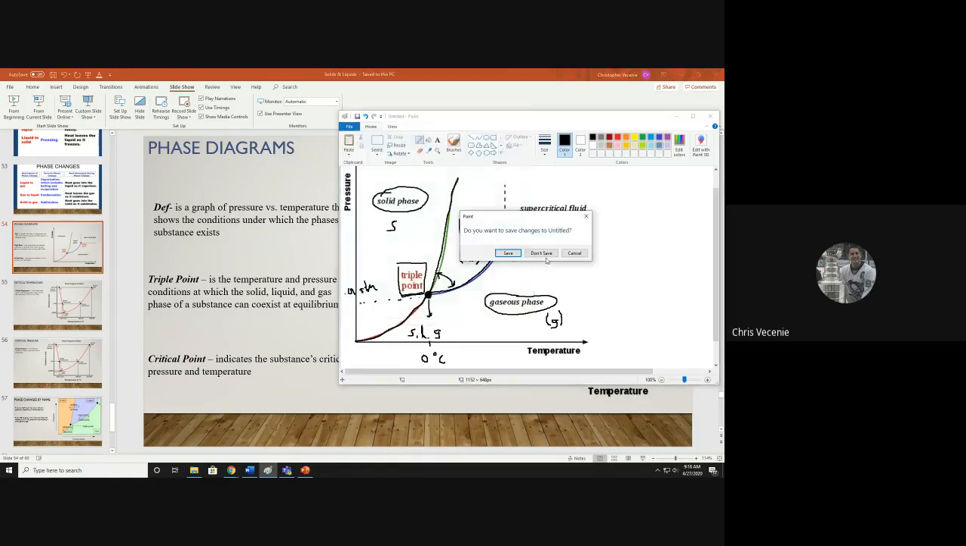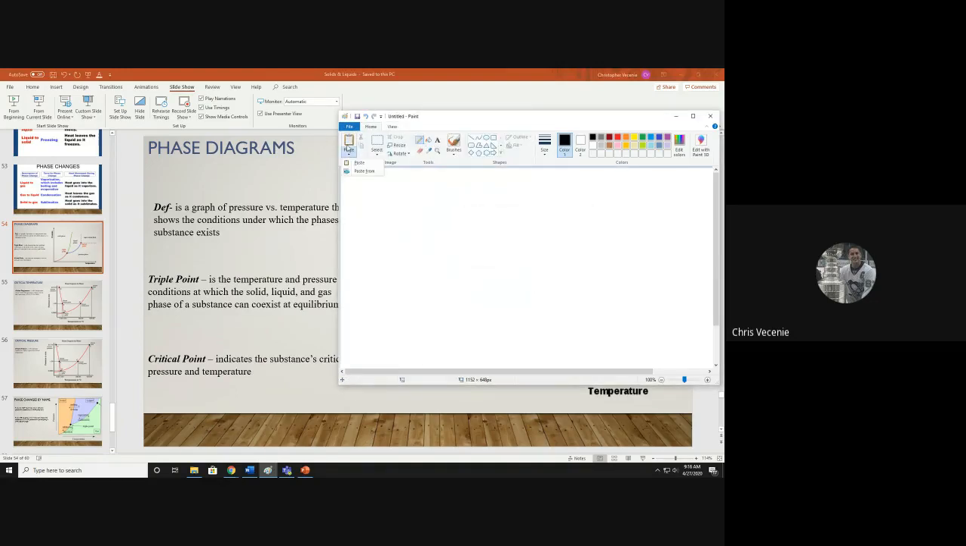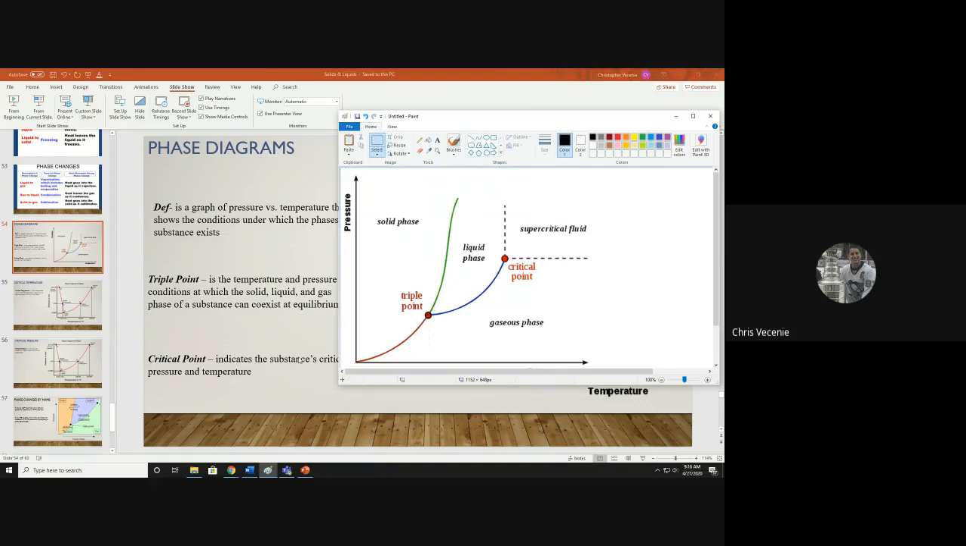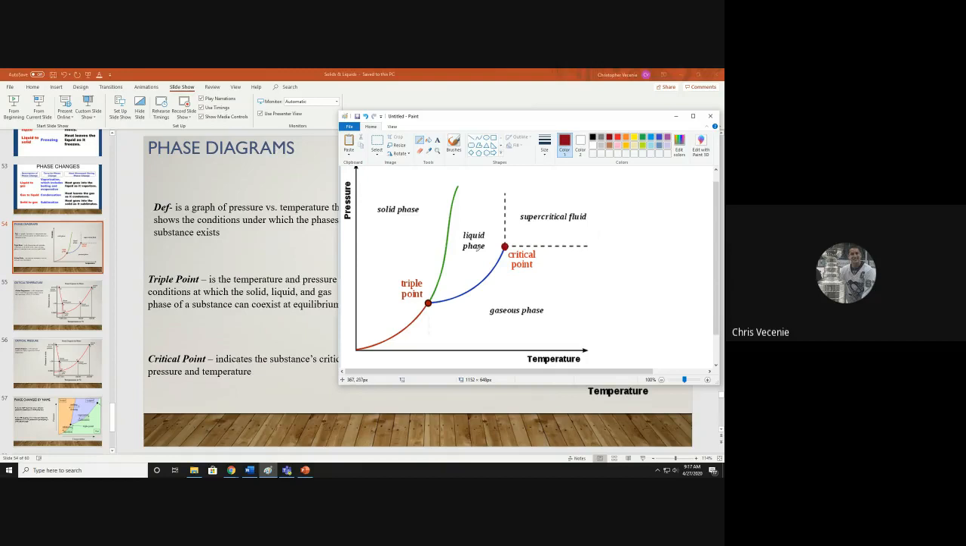All right, another one is a thing called the critical point. And the critical point is this guy here. So it lives way up high on the graph. And notice, it's only separating two phases, the liquid phase and the gaseous phase. So it's not like the triple point where the solid is in here. The critical point's a bit different.